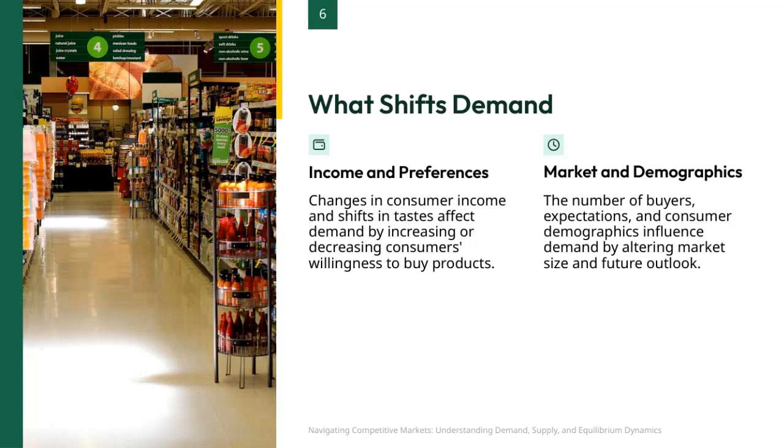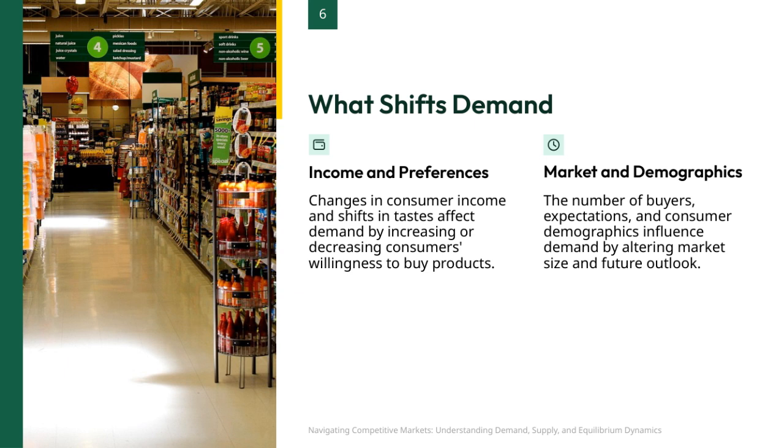When we talk about what shifts demand, two key factors come into play. First, changes in consumer income and preferences. When people have more money to spend or their tastes change, it directly affects how much they're willing to buy. For example, if incomes rise, people might opt for higher quality or more luxury products. Conversely, if tastes shift towards healthier options, demand for certain products will increase while others decline.